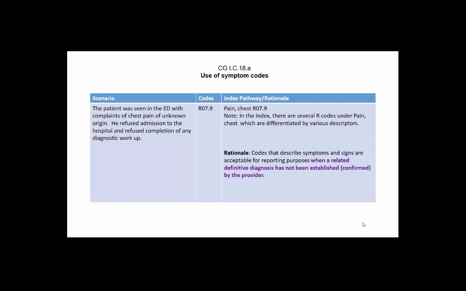And when you look in the index under the chest pain, there are several R codes that are differentiated by various descriptors like where on the chest, the central chest, or other parts of the chest or other descriptions of that pain. But when you're just given something like this, chest pain of unknown origin, you would choose the R07.9. And the rationale for this particular scenario would be a code that would be used when a related definitive diagnosis was not confirmed by the provider.